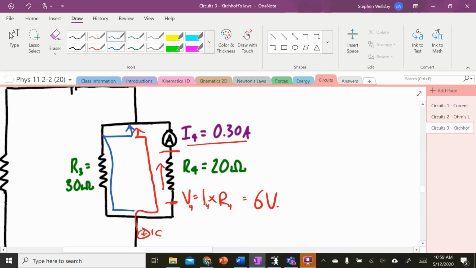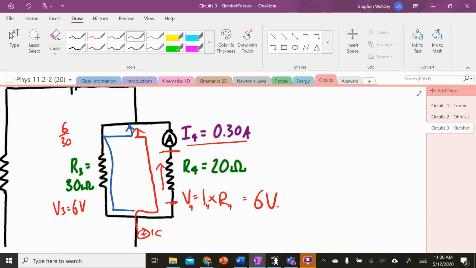The voltage has to be the same. The amount of energy it loses has to be the same whether it takes the right path or the left path. So now I know a little bit of extra information here. I know V3 is also equal to the same, which is 6 volts. And so what does that tell me about the current? Well, I equals V divided by R, and so this is going to equal 6 divided by 30, and 6 divided by 30 is 0.2.